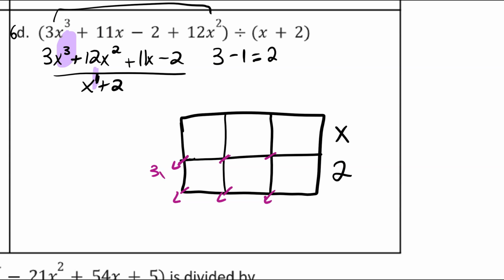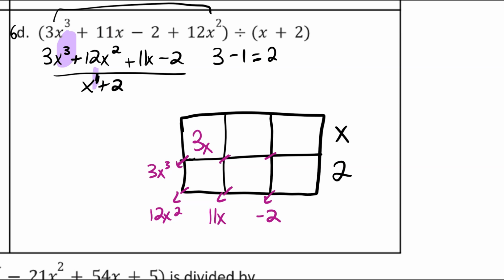So I'm going to put my 3x cubed there. That's 3x to the third, right? And then my 12x squared goes next because that's my degree 2 term. Then 11x, that's my degree 1, and negative 2. And the process always starts the same, whether there's a remainder or not.